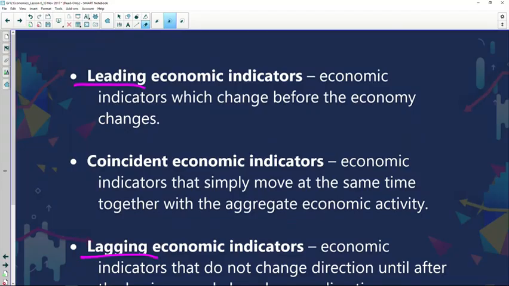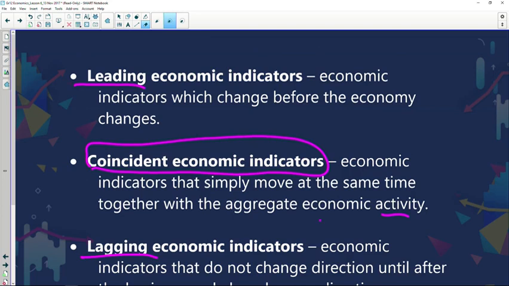And then we're going to bring in another set here of economic indicators. These are economic indicators that simply move at the same time together with the aggregate economic activity. So these are our coincident economic indicators. They move at the same time together with the aggregate economic activity.